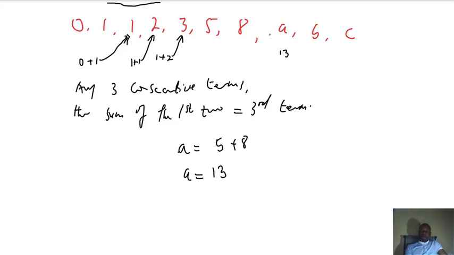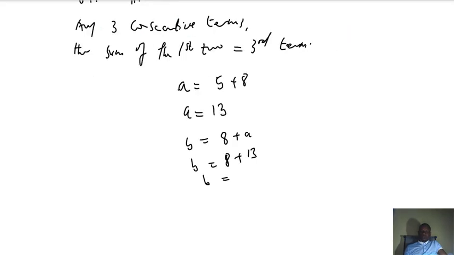So when you are looking for B, then B is going to be 8 plus A. So B will be equal to 8 plus A, and we have A to be 13. So 8 plus 13 will be equal to B. So 8 plus 13 will give us 21.